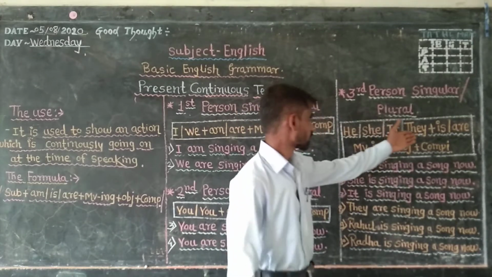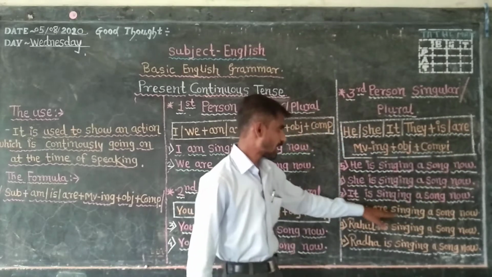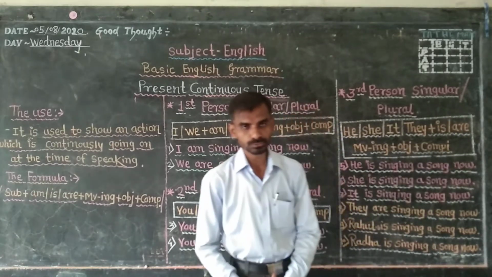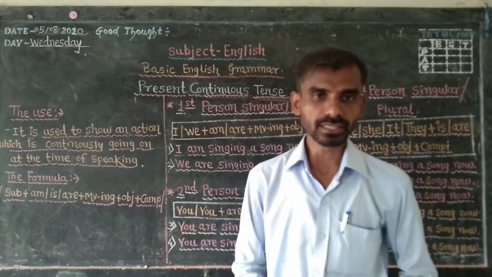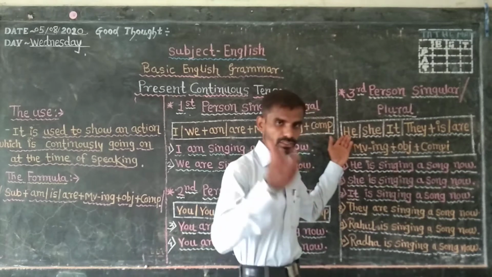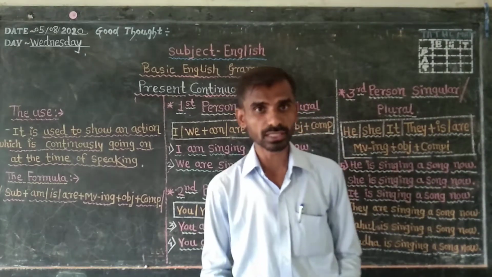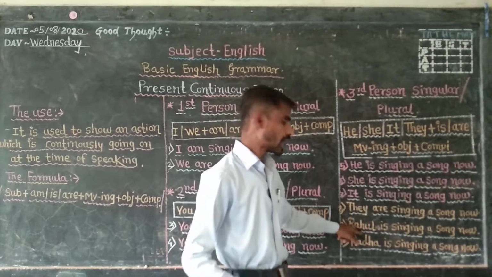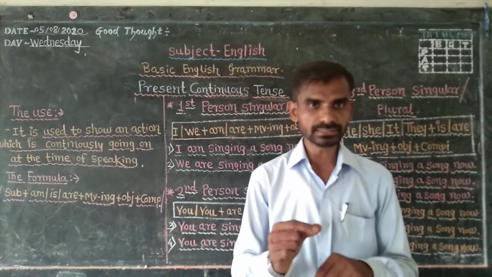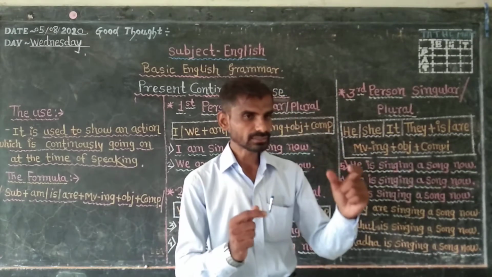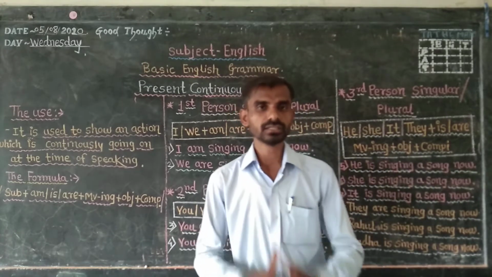Alright, now let us see the plural case. They are singing a song now. And the remaining two, Rahul and Radha: suppose when pronouns aren't there and we are talking about the third person singular naming word, Rahul or Radha, once again we have to use is. That will become Rahul is singing a song now, Radha is singing a song now.